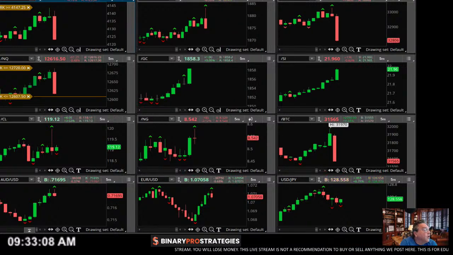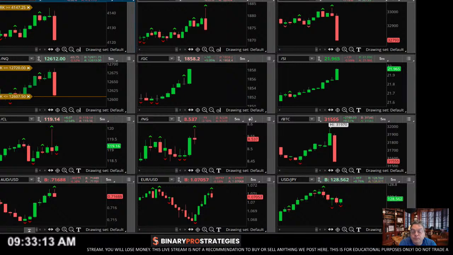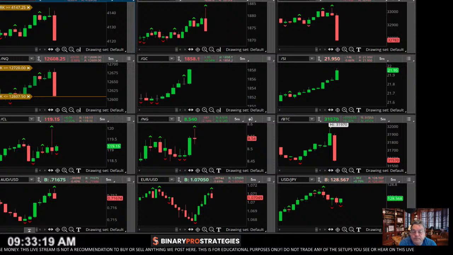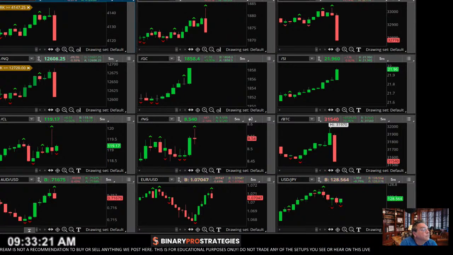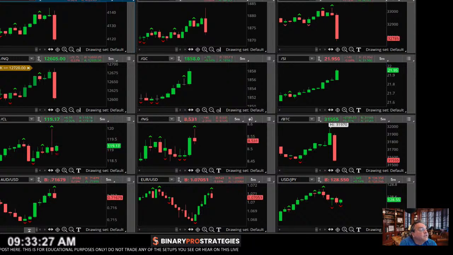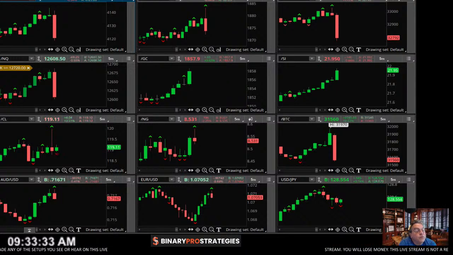Okay, target hit on gold, exiting gold. Reverse sell. ES just hit target, exiting ES. NQ just reversed and went short. Be careful here. This is an HF1. I do like this short.